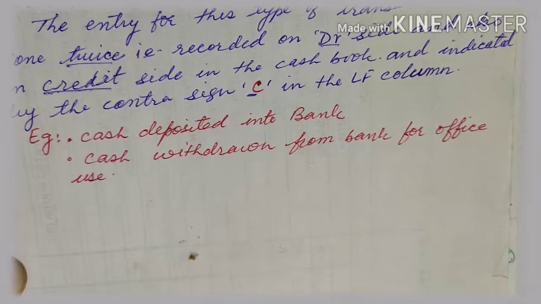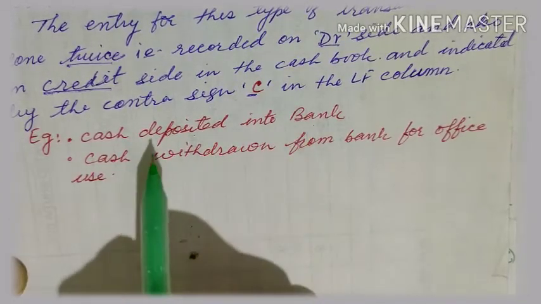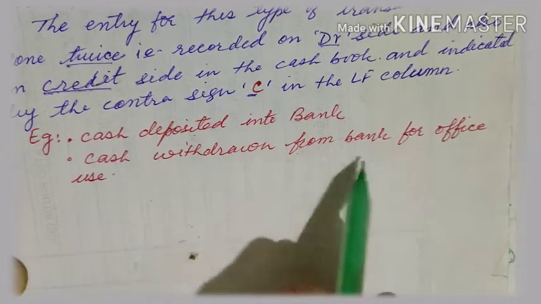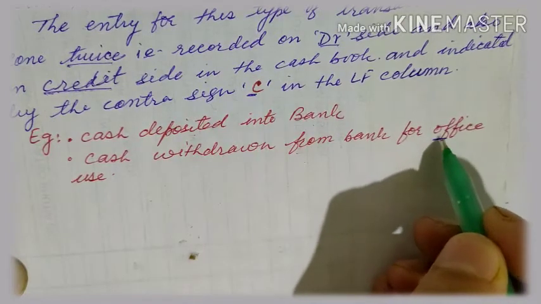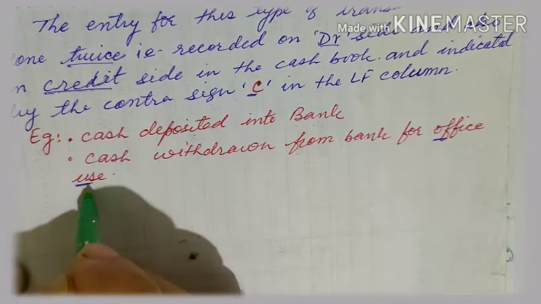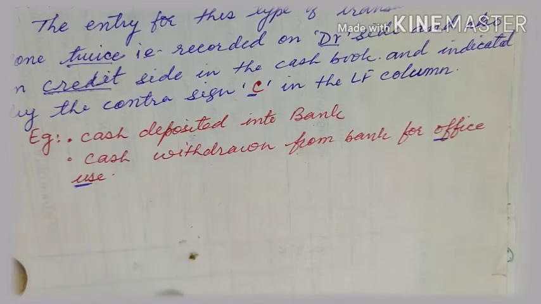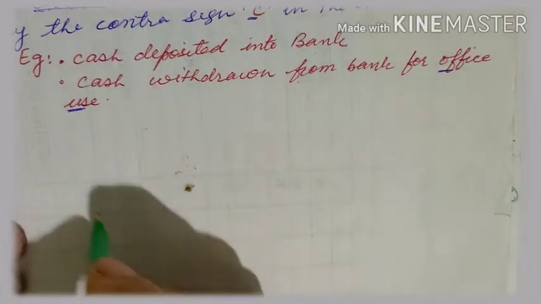So examples of contra entries are cash deposited into bank. That means we are putting money into the bank. Cash withdrawn from bank for office use. By the term, it is money withdrawn from the bank for office use. So in these 2 cases, there will be contra entries. Let's clarify this thing with examples. So I'll give you 2 examples.